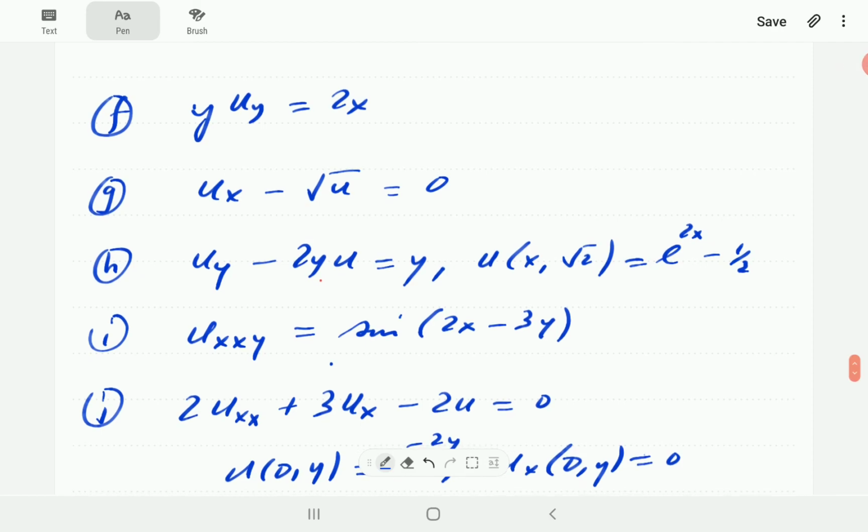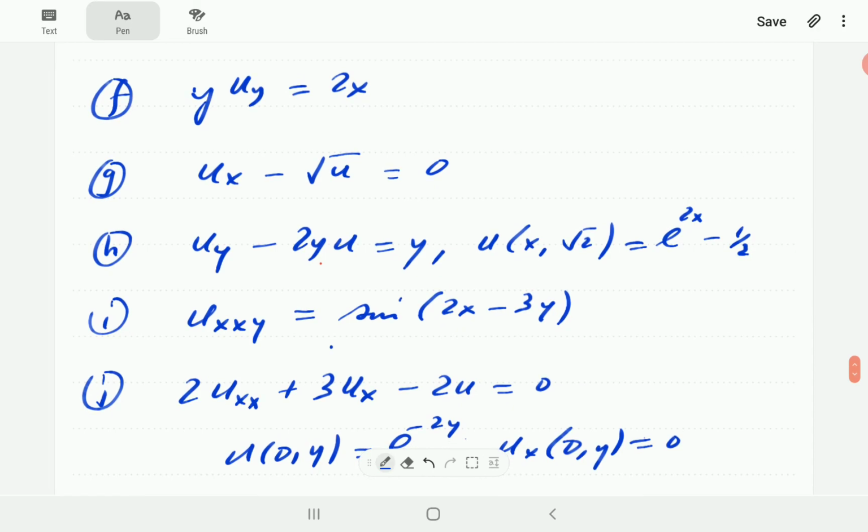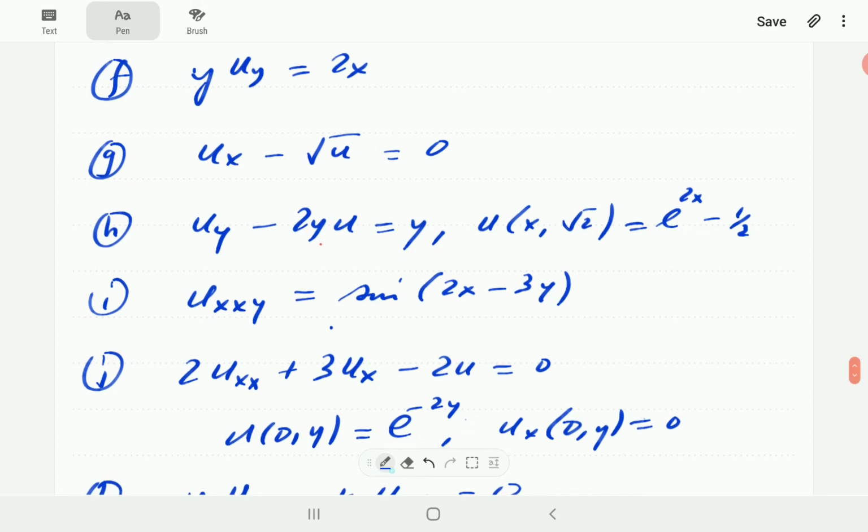So if we have y u_y equal to 2x, in G we have got u_x minus square root u equal to 0. In H we have got u_y minus 2yu equal to y. Then we've got Cauchy data here. When y is root 2, u is e to the 2x minus half. I, we've got u_xxy equals sine 2x minus 3y.